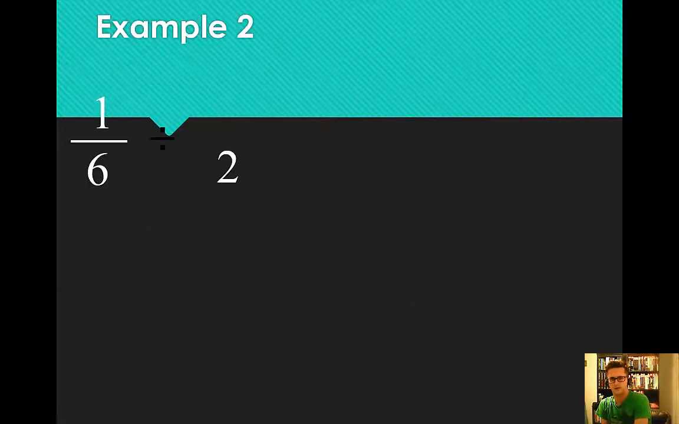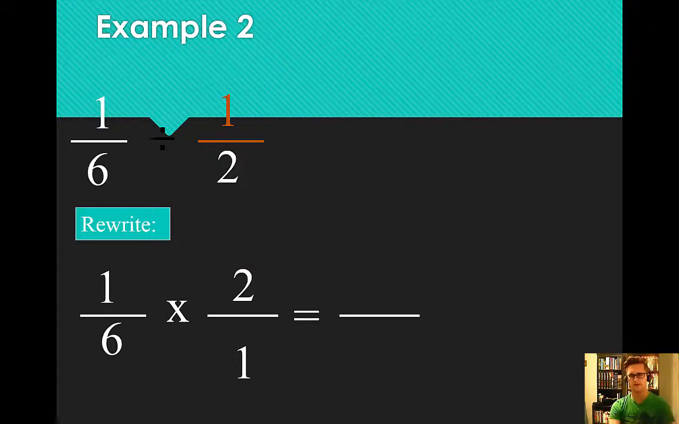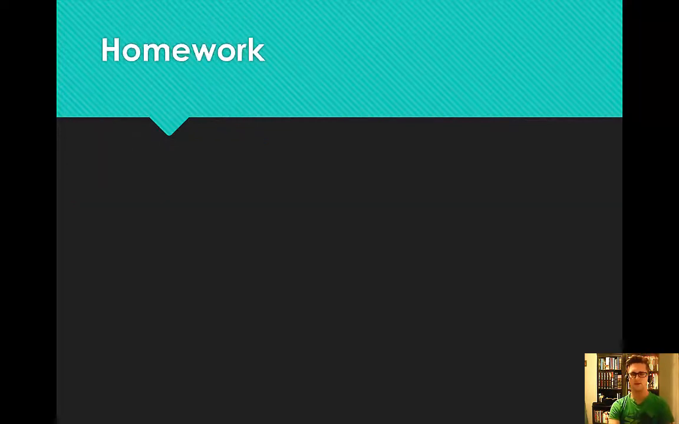Now here's our example. We have 1/6 divided by 1/2. So we take 1/6, we rewrite it, change our question into a multiplication question. Now the 1 goes on the bottom, the 2 goes on the top, and now we multiply across to get 2/6.